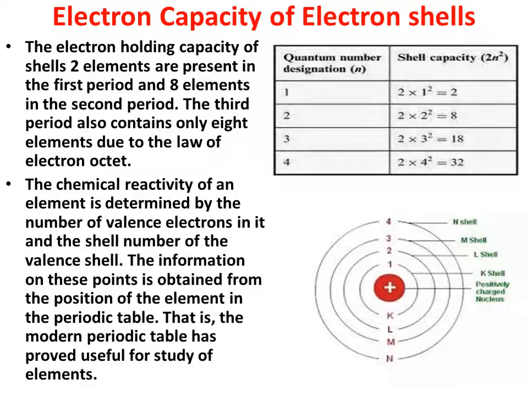Here is a diagram. In the middle there is a positively charged nucleus and around the nucleus there are 4 shells: K shell, L shell, M shell and N shell. In the shell capacity, the electron holding capacity of the K shell is 2 electrons, the L shell is 8 electrons, the M shell is 18 electrons and the N shell is 32 electrons.